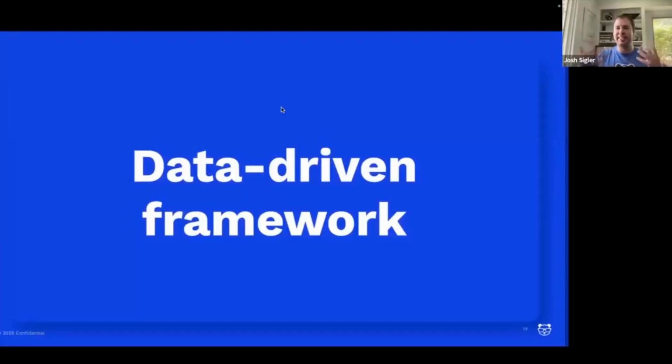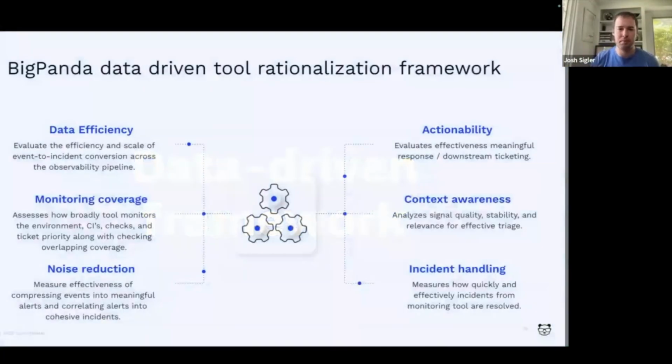Now, I mentioned this data-driven framework before. Again, really, what's the definition of what good observability looks like? We've come up with what I'll call 6 different categories, or 6 different ways to look at identifying what are your good observability tools. These range across different aspects of observability: data efficiency, monitoring coverage.